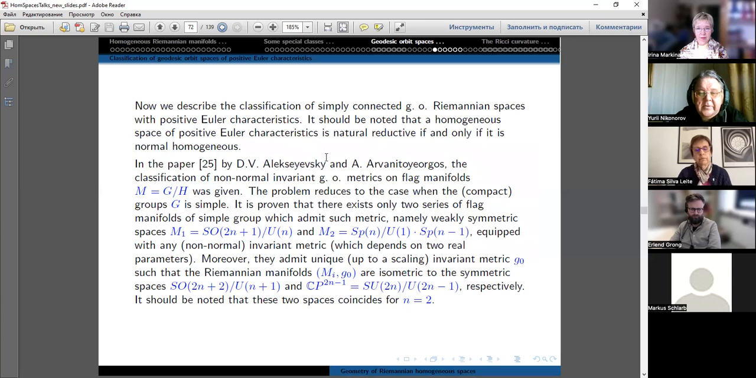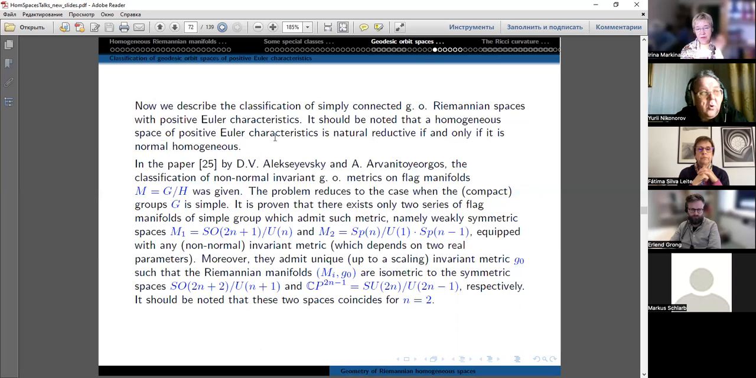And the most serious result may be this one. It is a classification of all simply connected geodesic orbit Riemannian spaces with positive Euler characteristic. It's not so serious a restriction, because we can consider geodesic orbit spaces up to local isometry.